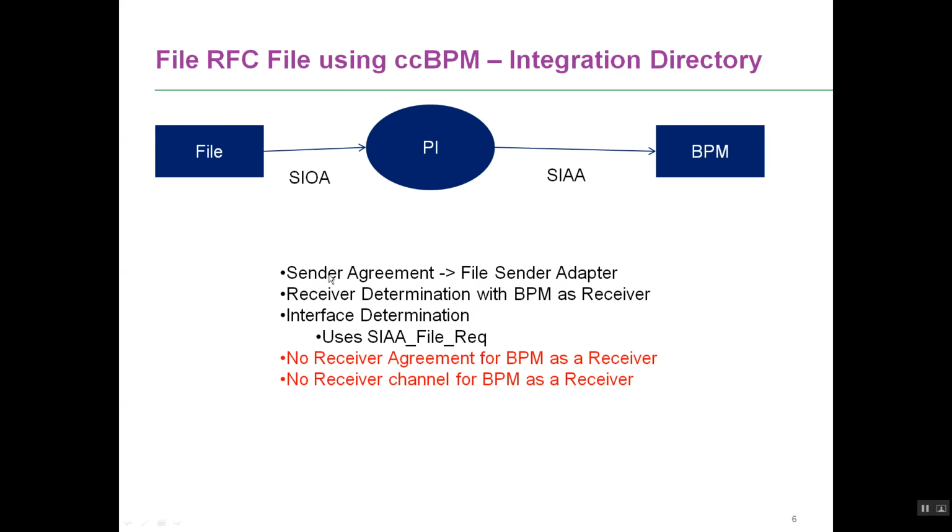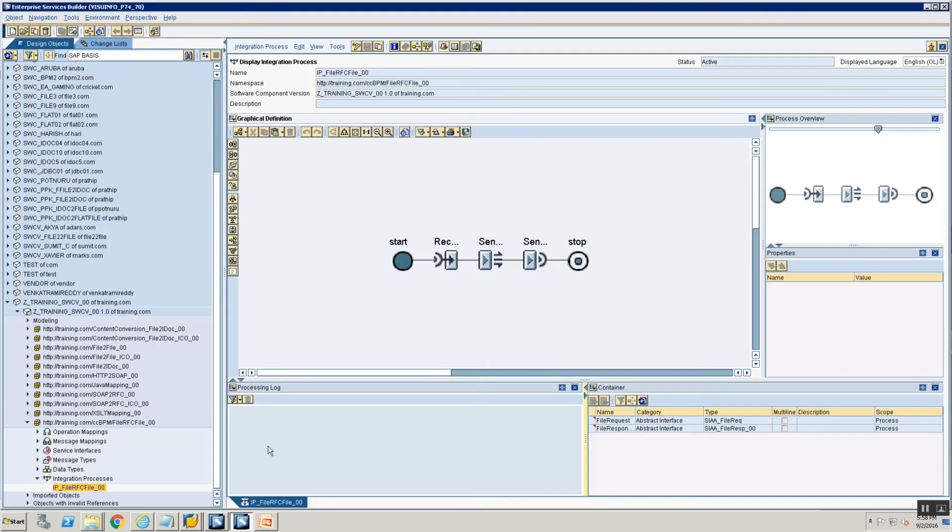All right. So you will define a sender agreement because your file system is sending the file. You will define a receiver determination where the receiver is BPM, and you will define an interface determination. You will not define any receiver agreement for a BPM. When BPM is a receiving system, you do not need a receiver agreement. When BPM is a sending system, you do not need a sender agreement. So for BPMs, you do not need a communication channel, a sender agreement, or a receiver agreement. So in this case, for the first flow, you will define a sender adapter, a sender agreement, a receiver determination, and an interface determination. All right. So let's get started on that.